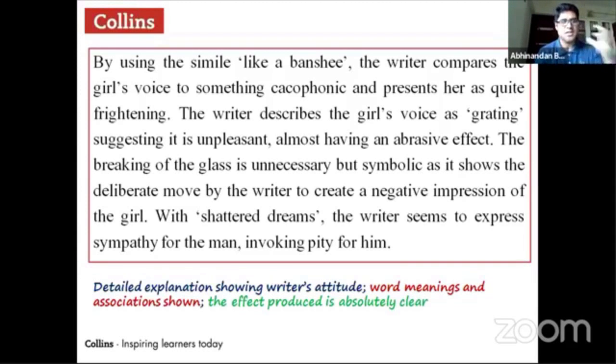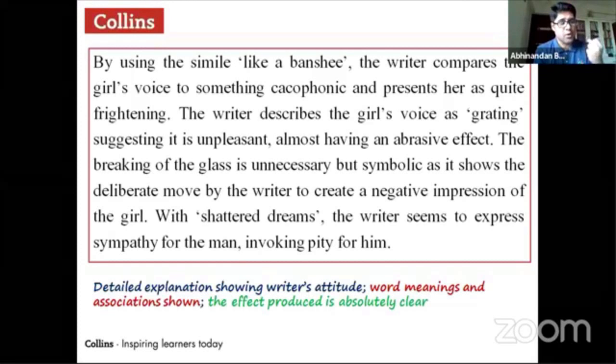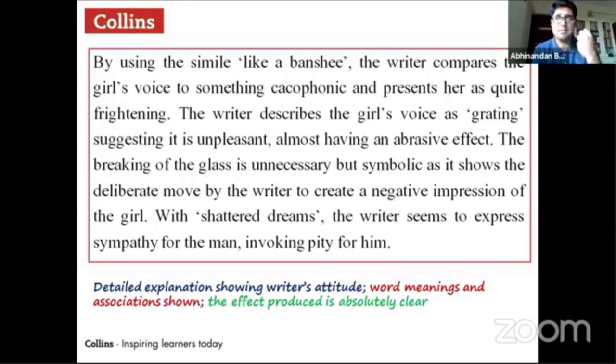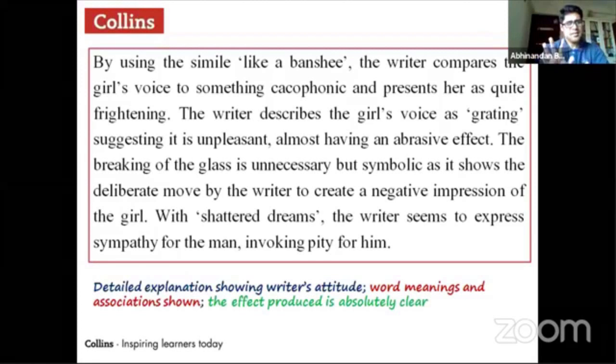I'm trying to suggest what the writer is trying to bring out, or making an attempt to bring out, the impact or about the character or the overall atmosphere. With shattered dreams, the writer seems to express sympathy for the man, invoking pity for him. So this is a reasonably very good answer.